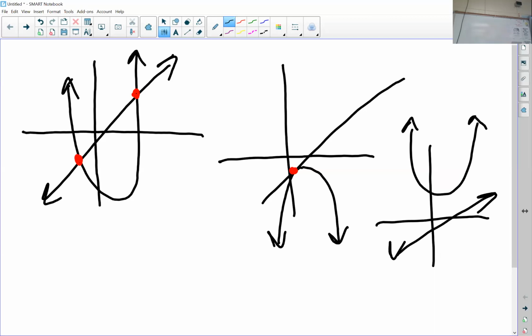So someone said, hey, no solution. Why? They don't touch, right? So these are basically your 3 options. So when I have a linear and a quadratic, how many solutions am I allowed to have? 2 or 0. So I got 2, 1, or 0.